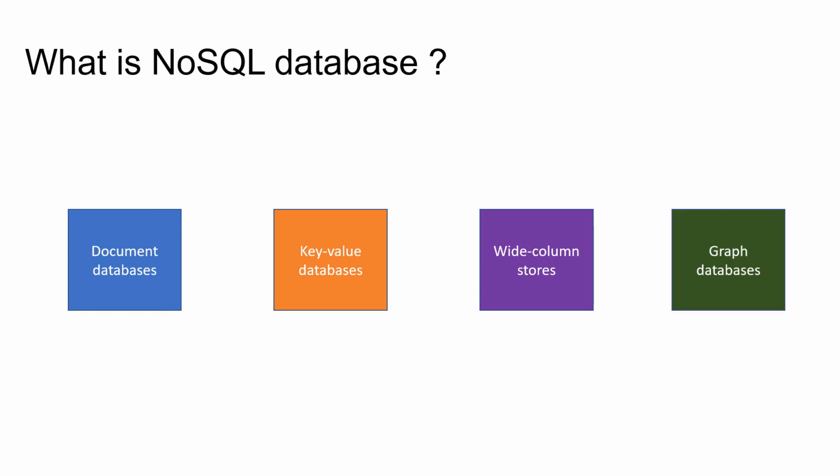Graph databases store data in nodes and edges. Nodes typically store information about people, places, and things, while edges store information about the relationships between the nodes. Graph databases excel in use cases where you need to traverse relationships to look for patterns, such as social networks, fraud detection, and recommendation engines.